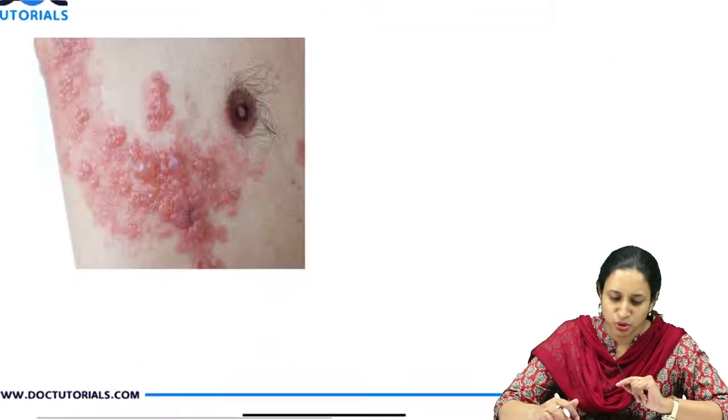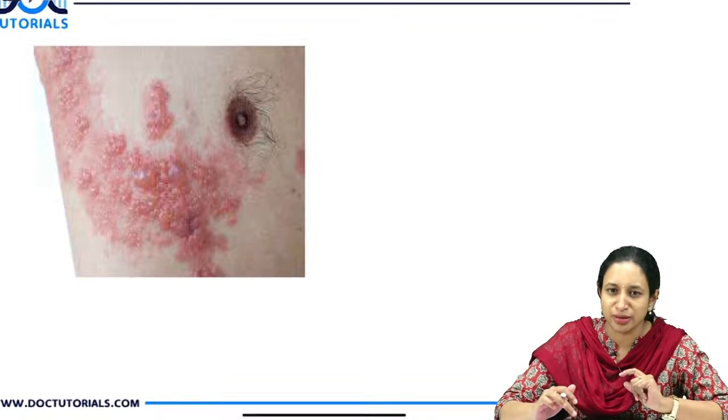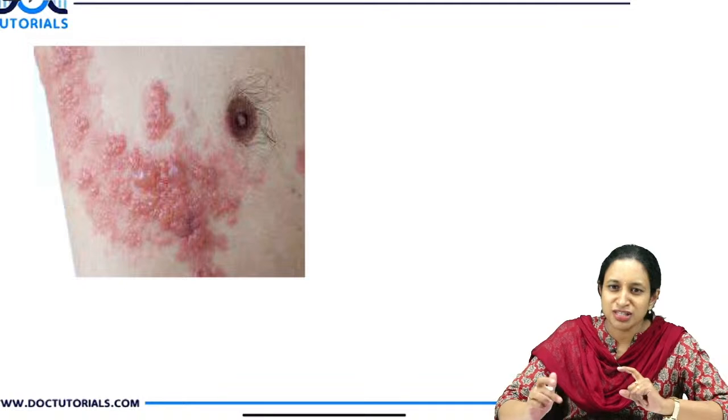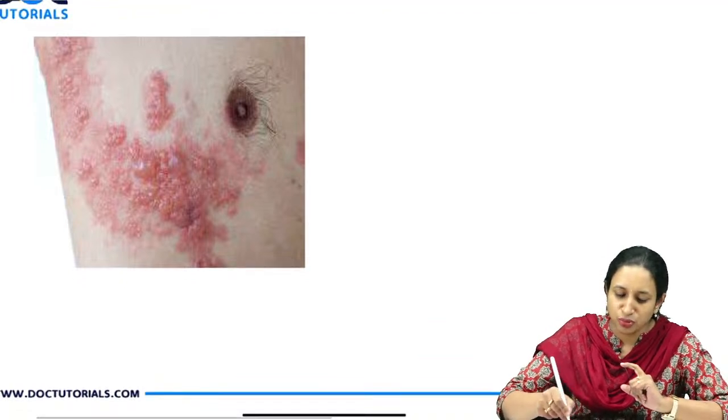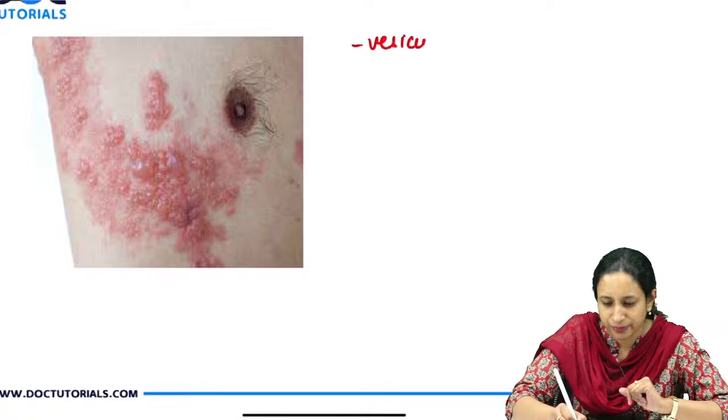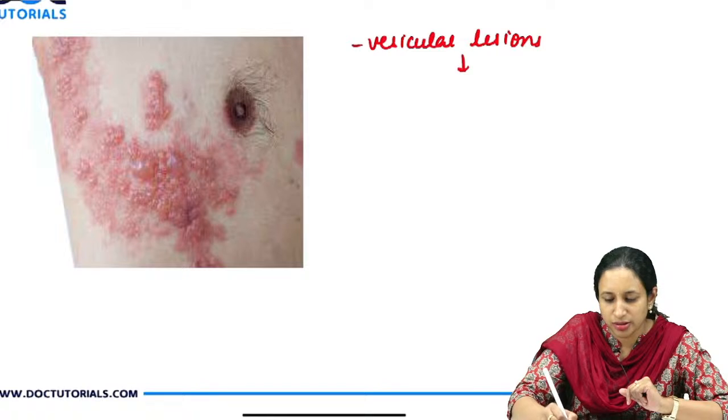To the next image, can you identify this particular image here? This image is of what is known as vesicular lesions. Vesicular lesions involving your dermatome.